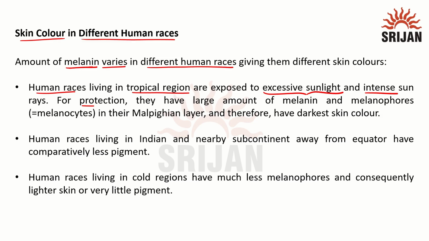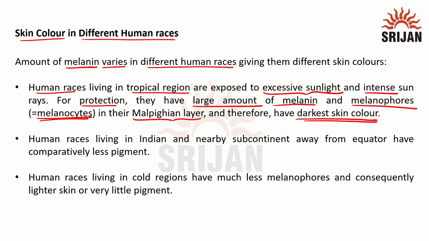itself. Now, for protection, they have a large amount of melanin produced by melanophores, that is, the cells which are present, melanocytes. So, the number of melanocytes is high, plus each melanocyte will produce more melanin. These melanocytes are found in the malpighian layer of the epidermis, and therefore they will have the darkest skin color.